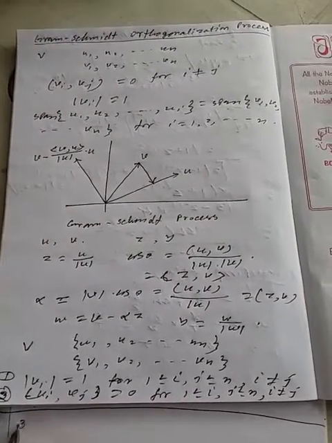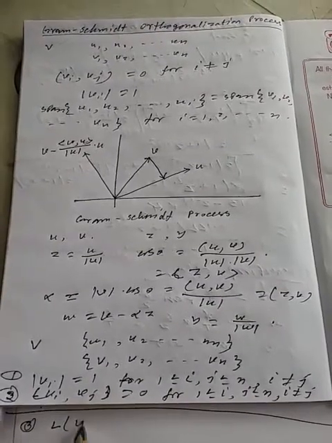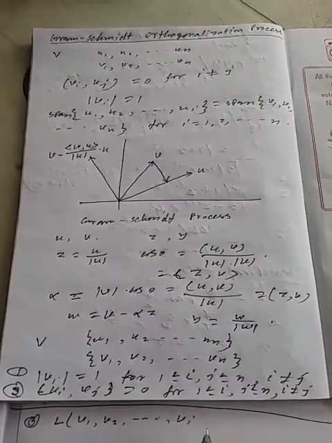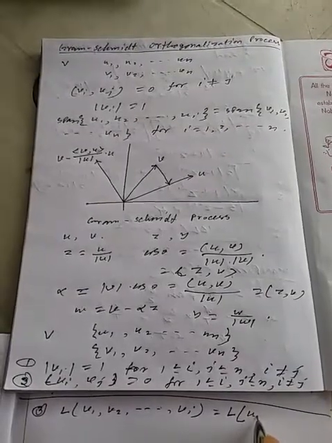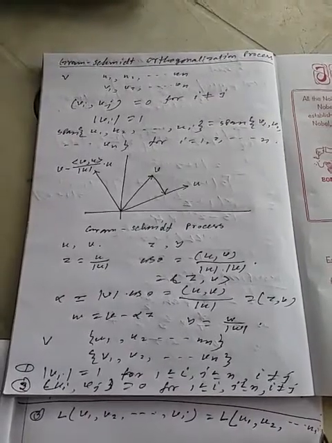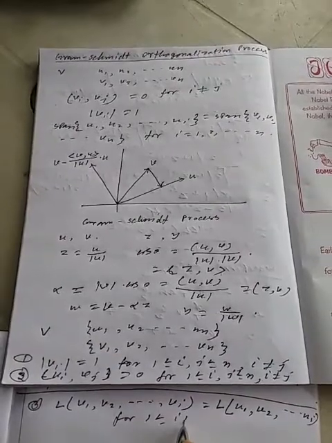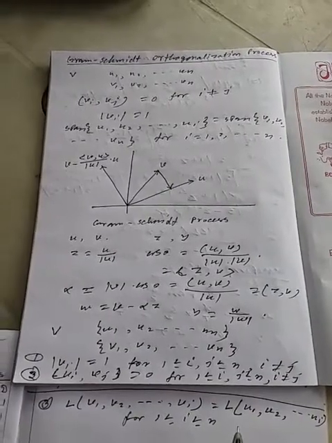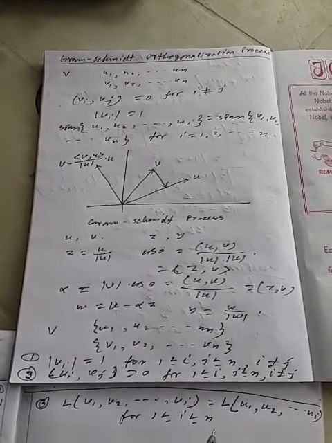Then property number 3, condition number 3: the linear span of v1, v2 up to vi equals the linear span of u1, u2 up to ui for 1 less than equal to i less than equal to n. So this is the Gram-Schmidt orthogonalization process.